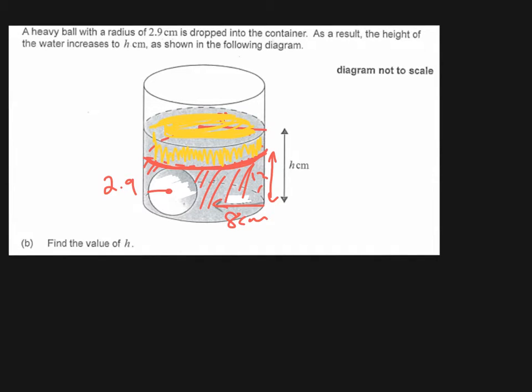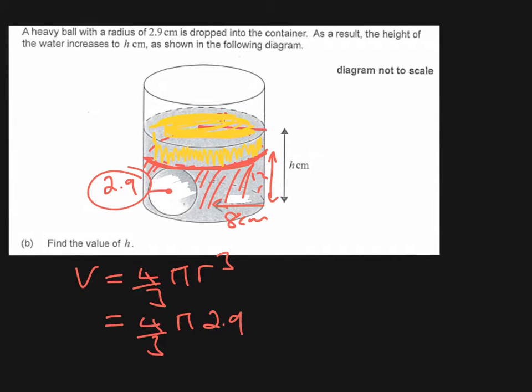So in the first instance, then, we've actually got to figure out what the volume of the sphere is. And that's fairly straightforward, just using the formula that you're provided in the booklet. So the volume is going to be 4/3 pi r cubed. So that's straightforward because we know that the radius is 2.9. So if we put that in, that will give us an answer.